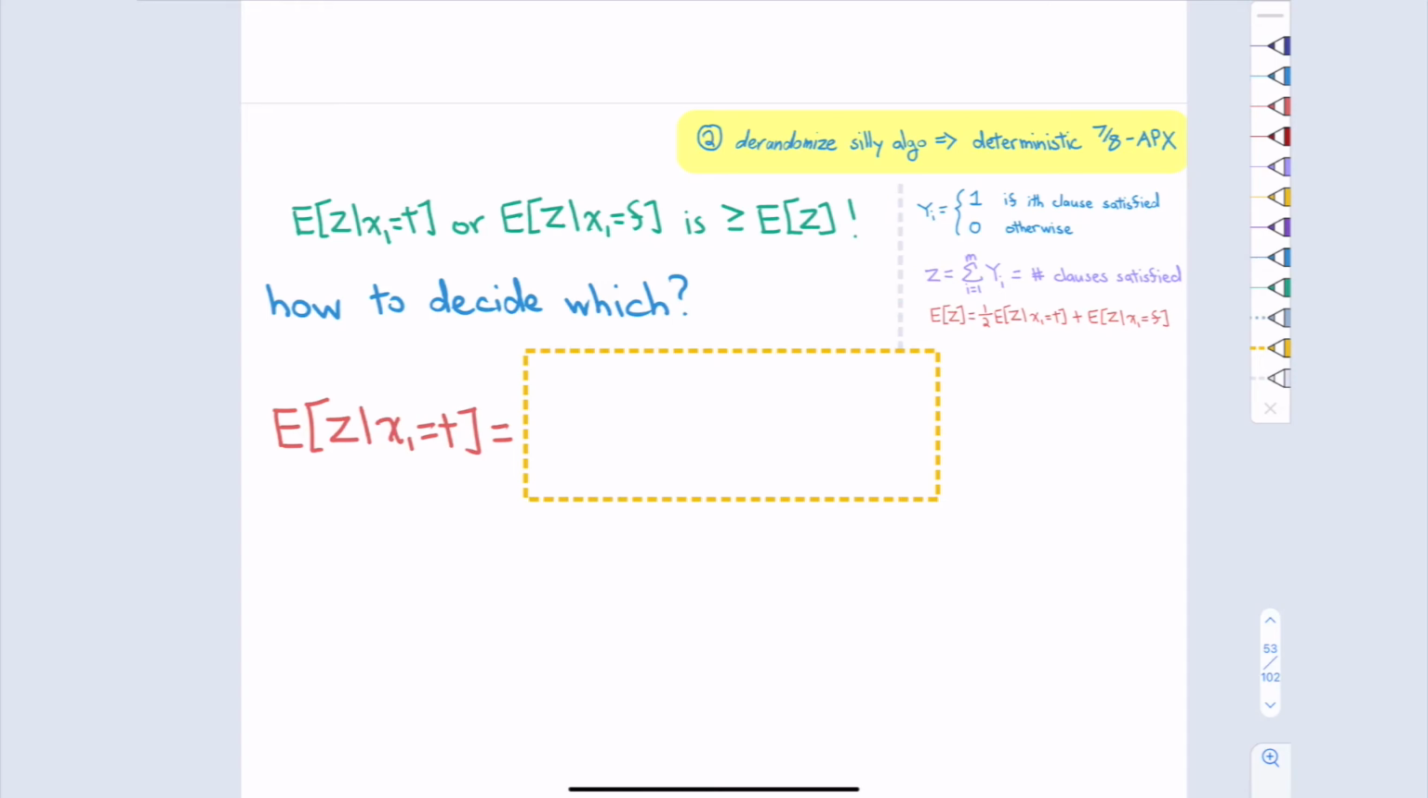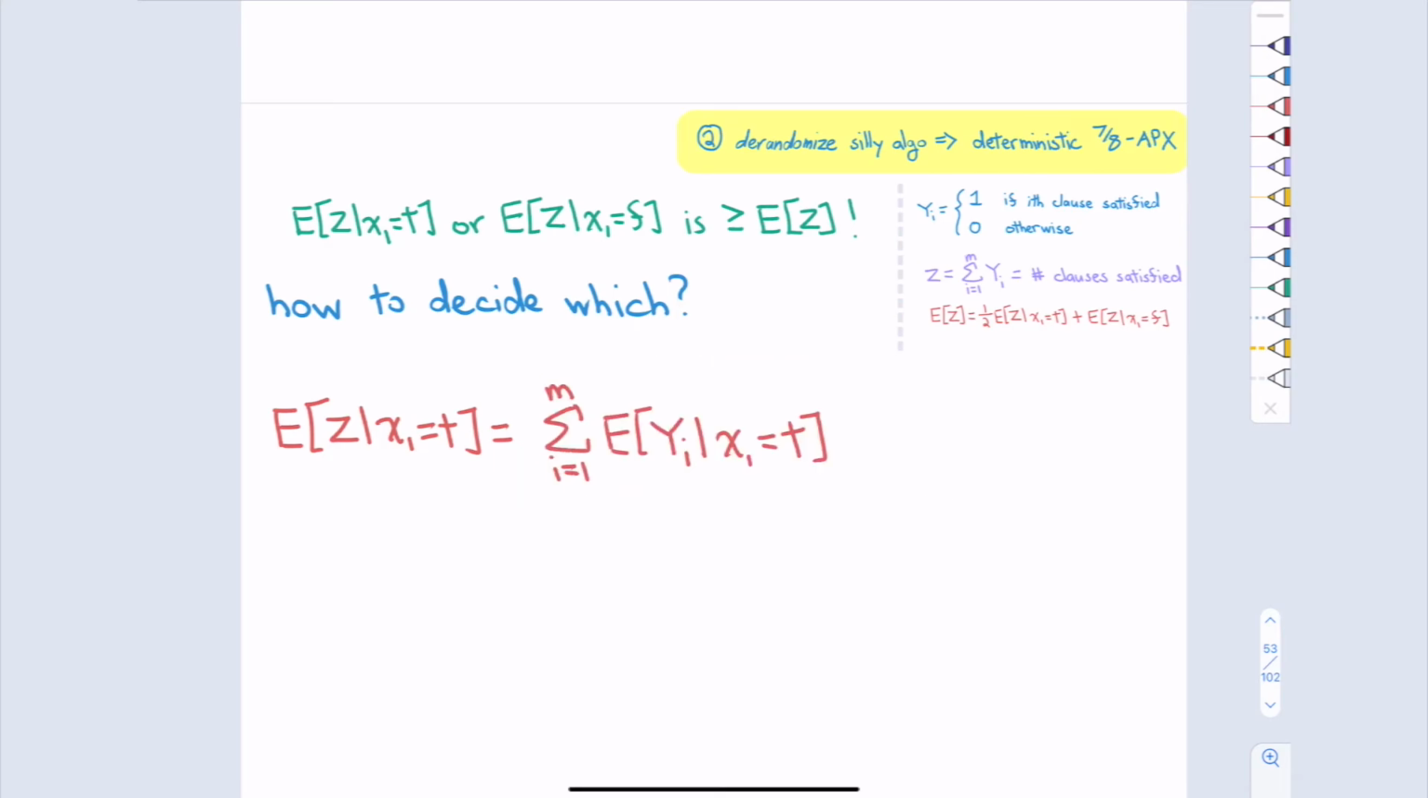But we can actually do it more directly. Let's see what's behind this box. We can use linearity of expectation yet again. Here I'm looking at the expected value of z given x1 equal to true. What is the expected number of clauses satisfied if I set x1 to be true? This again breaks down into a sum of the odds of satisfying each clause if I set x1 to be true. Maybe that's deterministically 1 if x1 is in the clause. Maybe it doesn't change if x1 isn't in it at all. Maybe the odds go down a little bit if x1 appears negated.